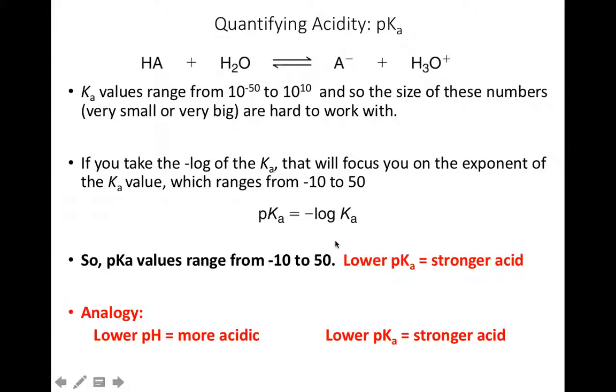But the important thing to remember is, bigger Kas mean stronger acids, but lower pKas mean stronger acids, because we're doing the negative log, right? So one analogy that you can use to help remember this: lower pH we know means more acidic, so lower pKa means a stronger acid.